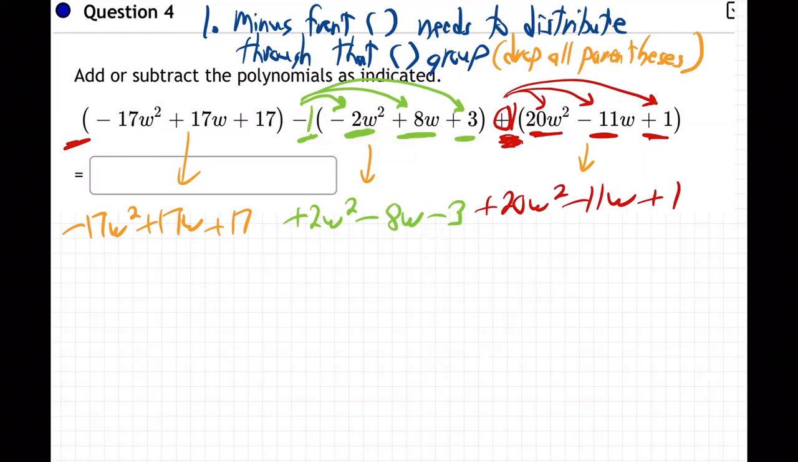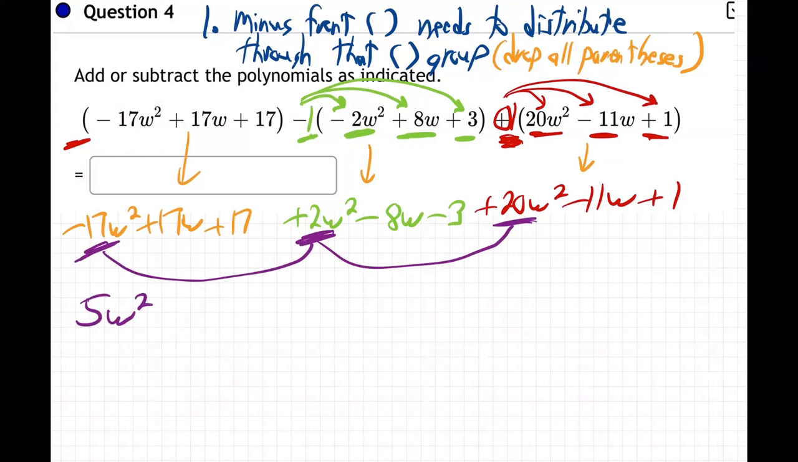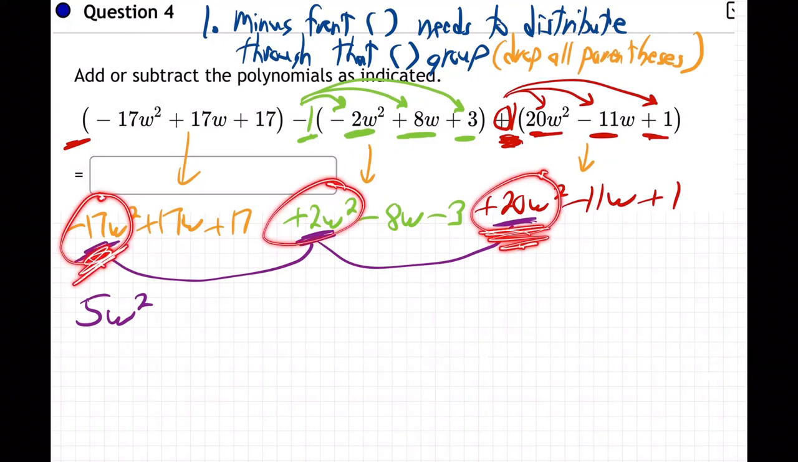Okay. Now, let's gather our like terms, right? Step 2, combine like terms. So minus 17w squared plus 2w squared plus 20w squared. Use your calculator, that's 5w squared. Here's what I did. I just thought minus 17 plus 20. I just did those two first. If I lose 17 bucks and I gain back 20, I'm up 3, and then 2 more, I'm up 5, positive 5w squared.